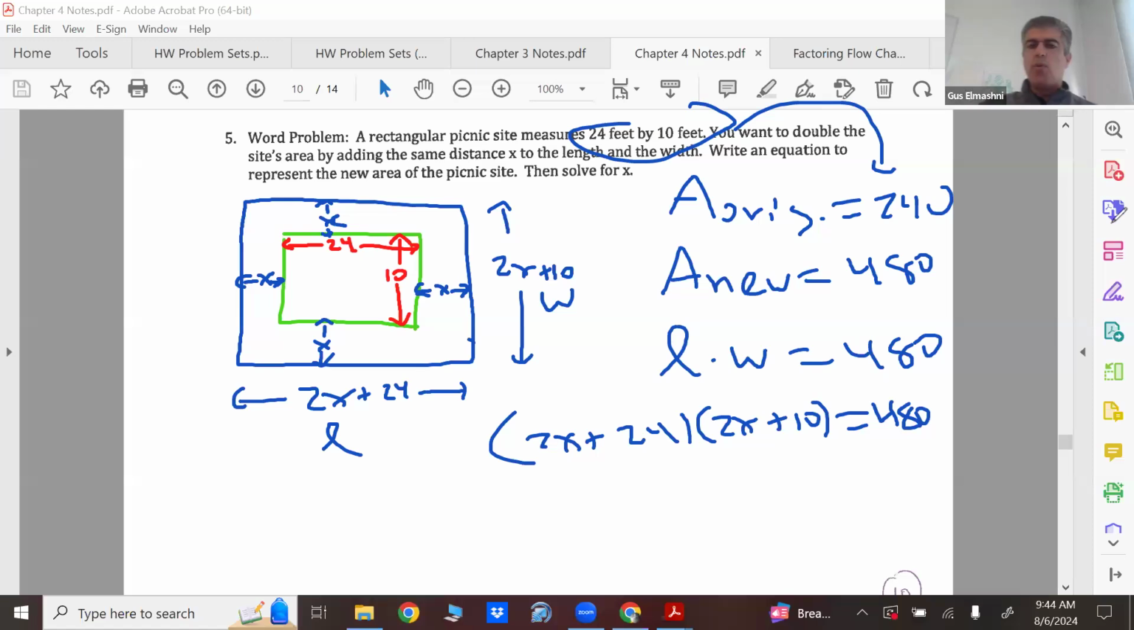The original area is 240, 24 times 10. The new area is 480 because I want to double it, right? I want to double it up. And that's just area of a rectangle. It's not hard. Now it's all algebra at this point.